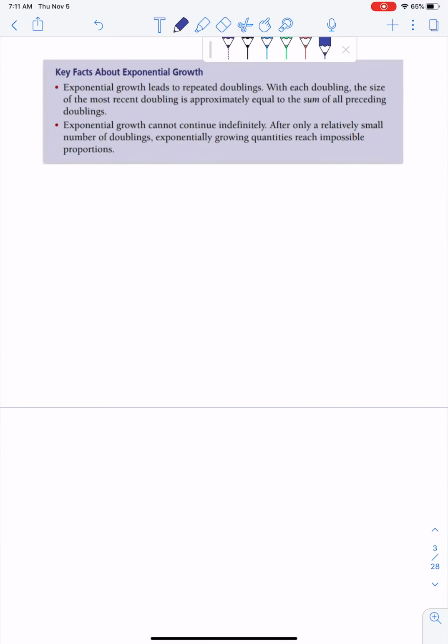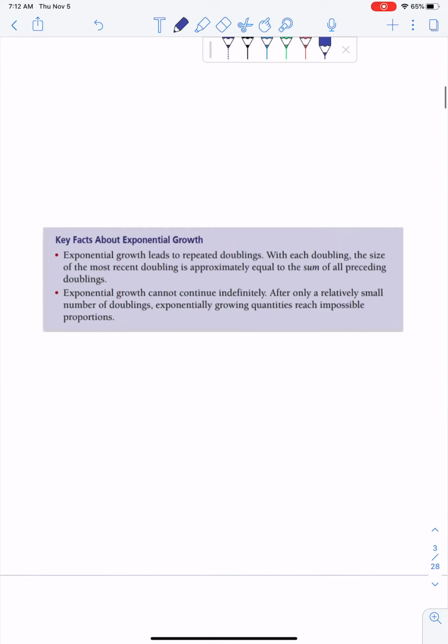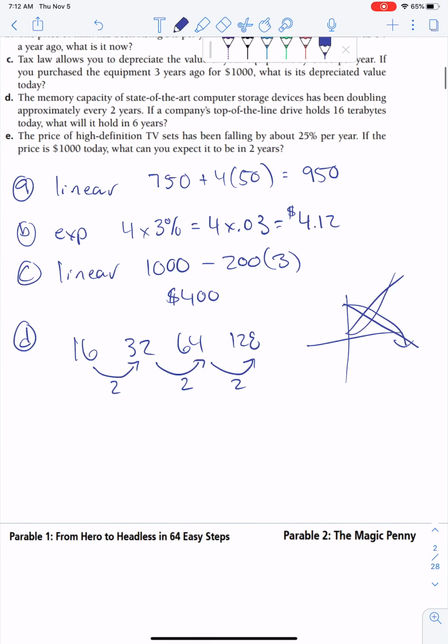Exponential growth cannot continue indefinitely. After only a relatively small number of doublings, exponentially growing quantities reach impossible proportions. So these things grow really fast. If we were to continue with these terabytes, 2 years later, we're at 256, then we're at 512, then we're at 1,024, then we're at 2,048, then we're at 4,096.